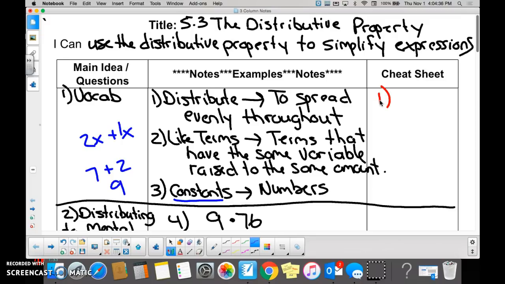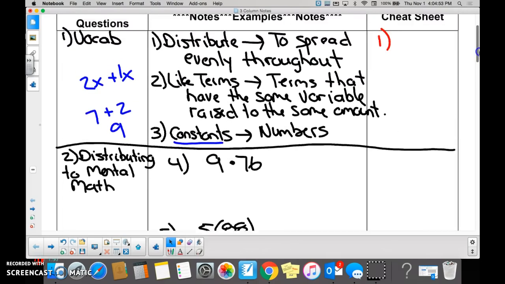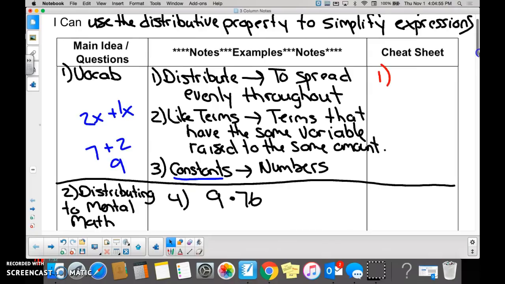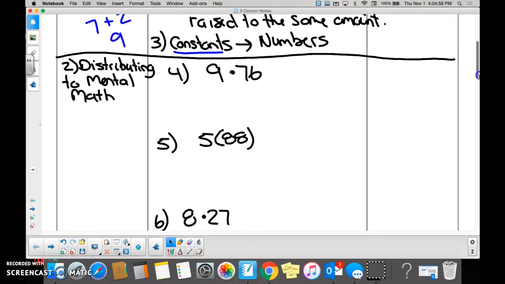I know that you've done that many times in your life. Think about them not as just adding 7 and 2, but combining a positive 7 and a positive 2 to make 9. So like terms have the same variable raised to the same amount, and constants can also be considered like terms. We're going to move to number 2. Before we move to number 2, you should take a moment to write your cheat sheet and then move on to number 2.